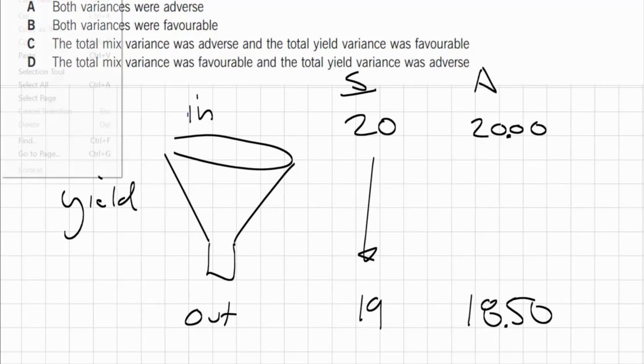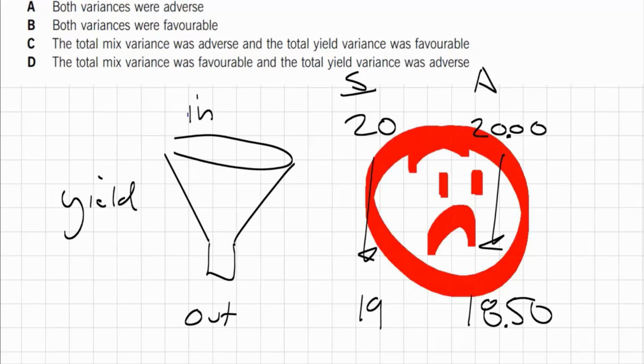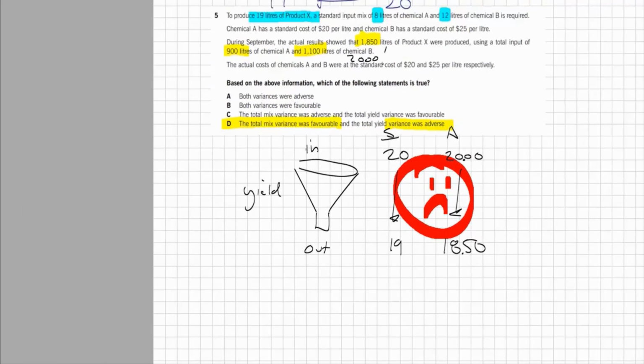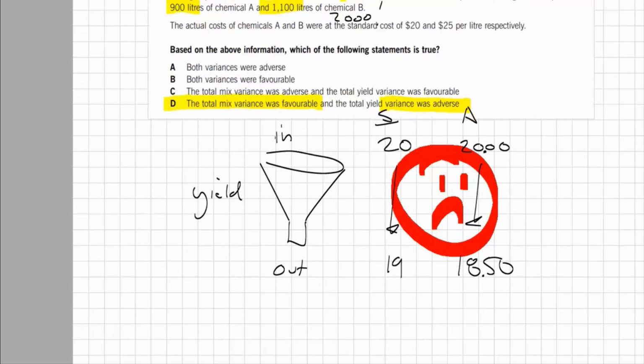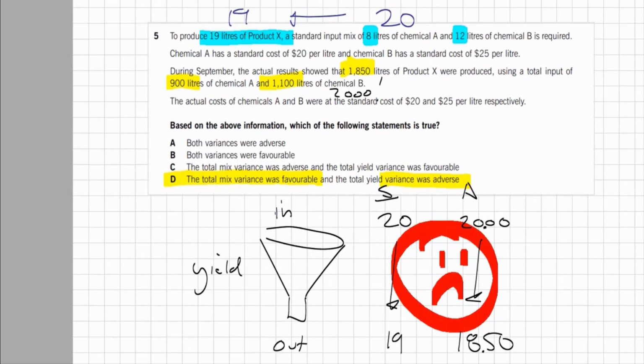Everybody, yield variance is adverse. Okay, so which combination from the solution works for us? The mix was favorable, yield was adverse. The answer is D. Guys, we just solved quite a difficult question, but if you stay cool, if you step back and look at the big picture, very often when it's a difficult question, there is an easy shortcut. And here we saw that. We did not need to do the math as the model answer showed us.